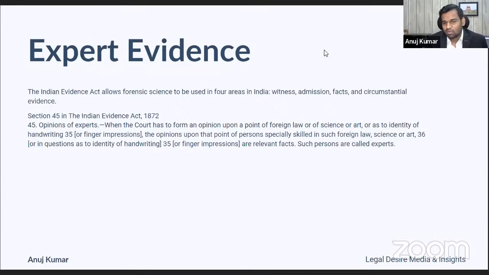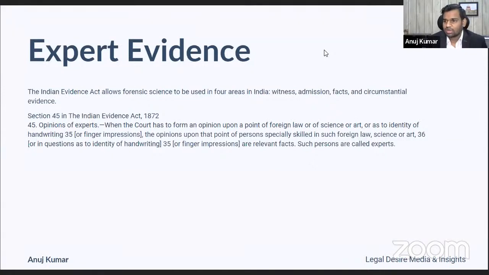So when the court has to form an opinion upon a point of foreign law or science, foreign law doesn't mean only international law. It means laws that may not be in the knowledge of judicial officers, because they are also human. They have limited knowledge; maybe they have knowledge about the legal background. But for forming an opinion on scientific evidence, they need some expert. For example, there may be a plane crash. If the court has to determine the cause of the crash, they have to form a committee with technical experts, maybe air engineers. That is how Section 45 is very important.